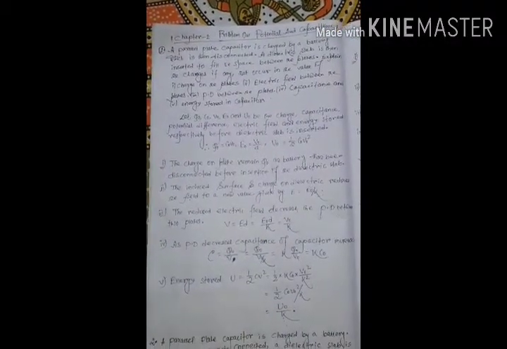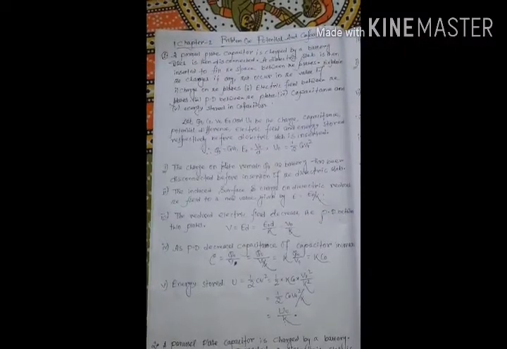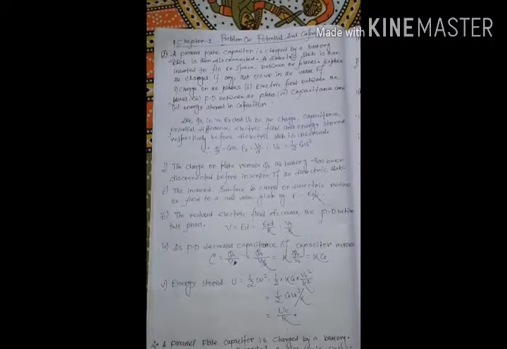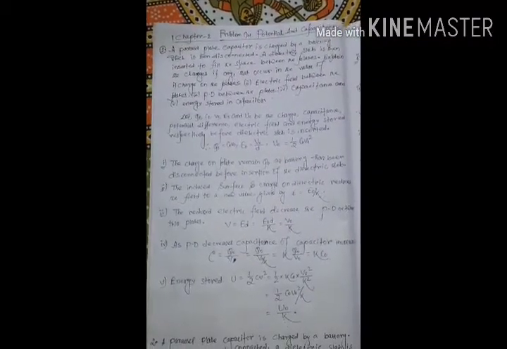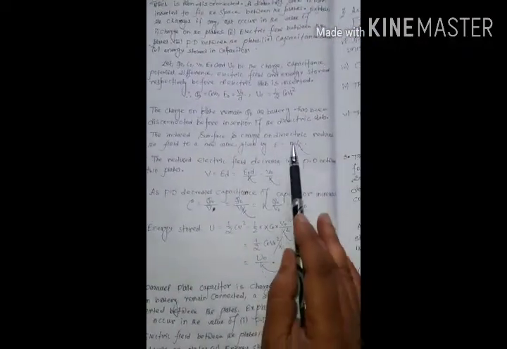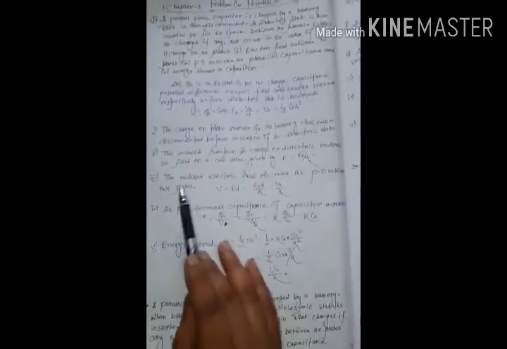Whenever we introduce a dielectric slab between the two plates of the capacitor, due to the induction of charge, an electric field is developed within the dielectric in a direction opposite to the direction of the original electric field. So therefore, the electric field between the two plates of the capacitor is reduced, and the new electric field becomes E equals E naught by K. Now see the third factor.